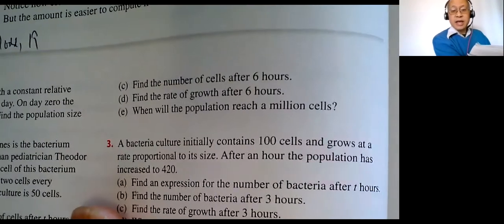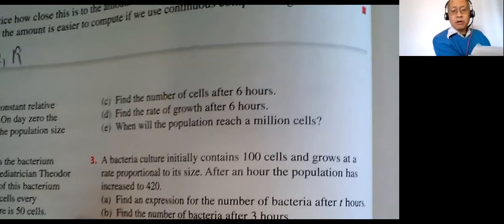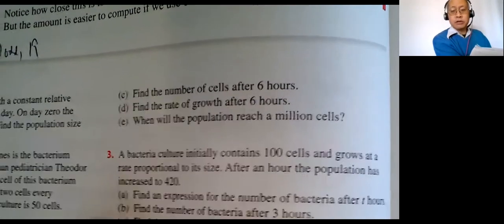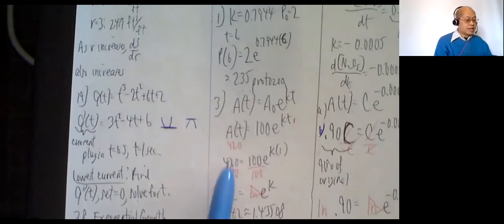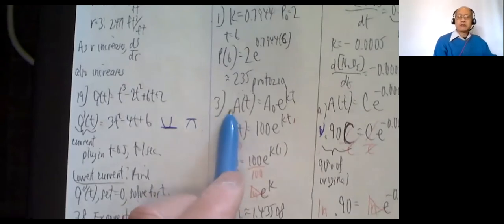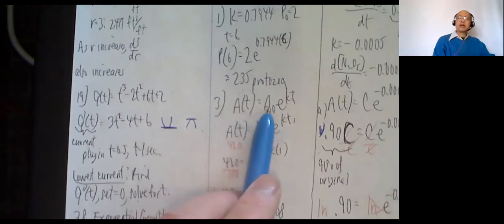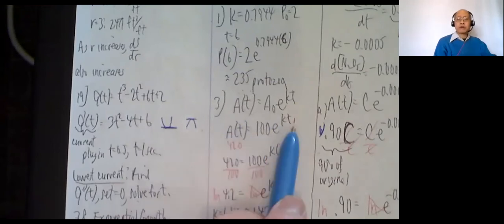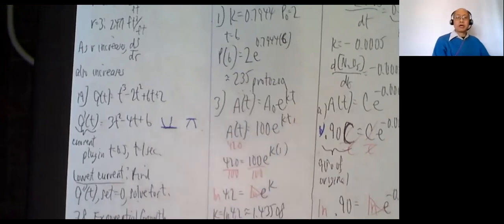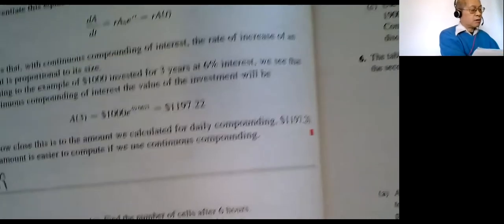Okay, and then it says after an hour, the population has increased to 420. So 420 goes on the left-hand side. So here's my formula. A of t is A0, e to the kt. You could use y, you could use p. Okay, so 100 goes here, 420 goes here, 1 goes here because it says 1 hour, right? And I have to raise this up a little bit maybe.